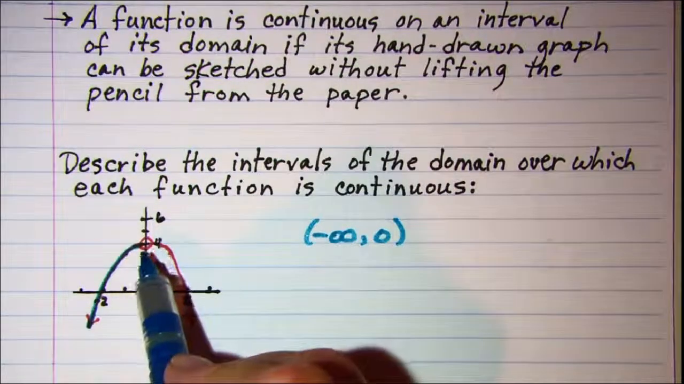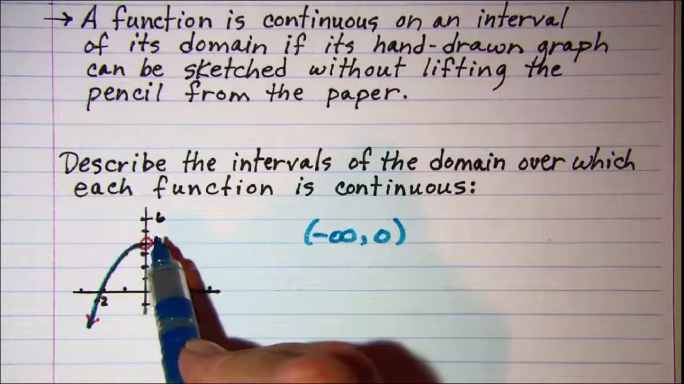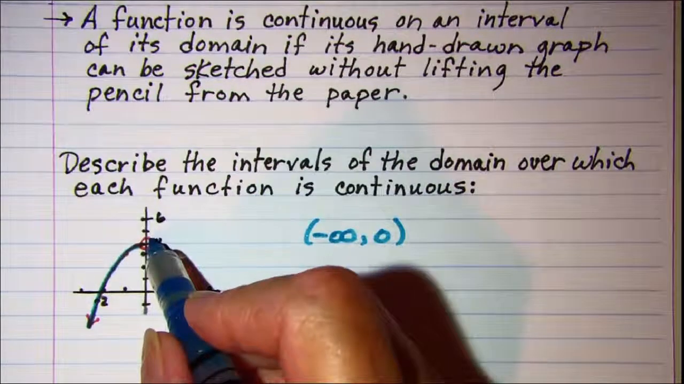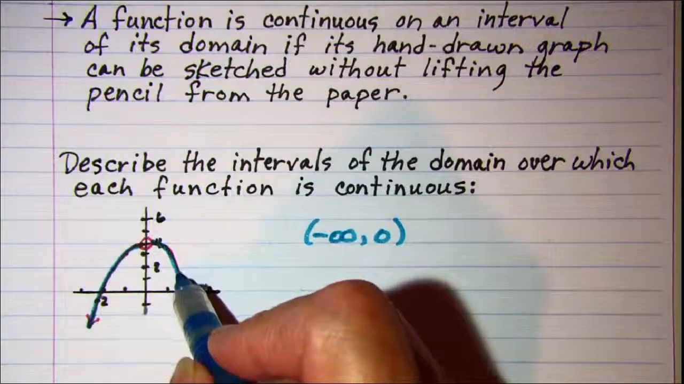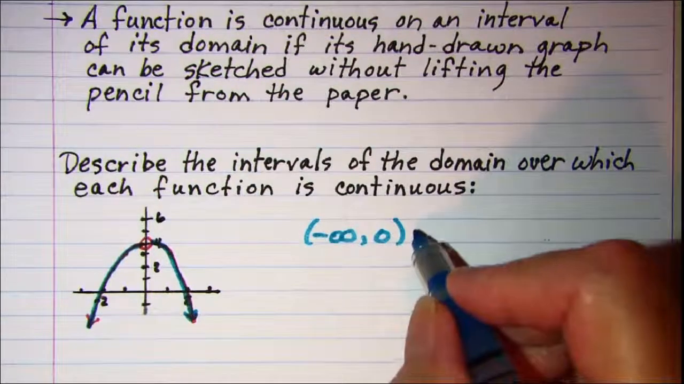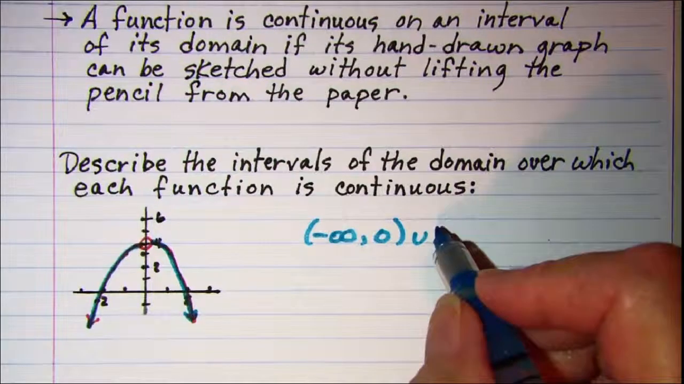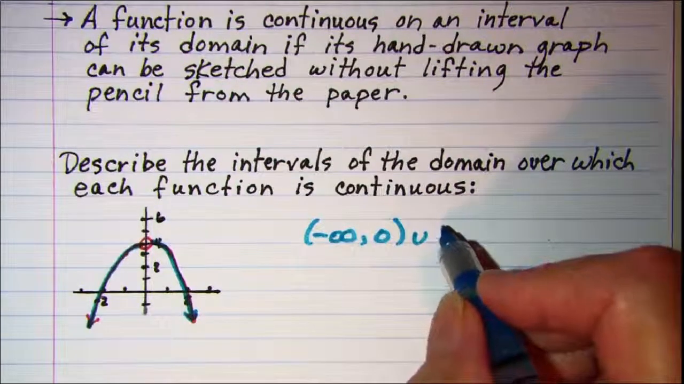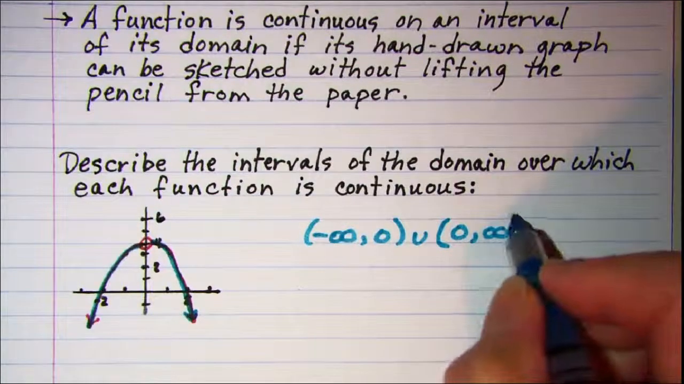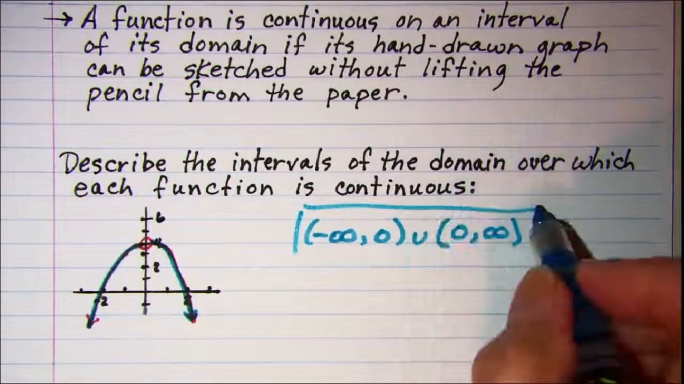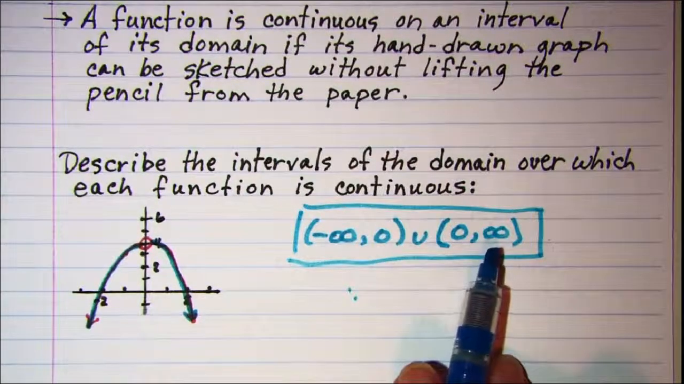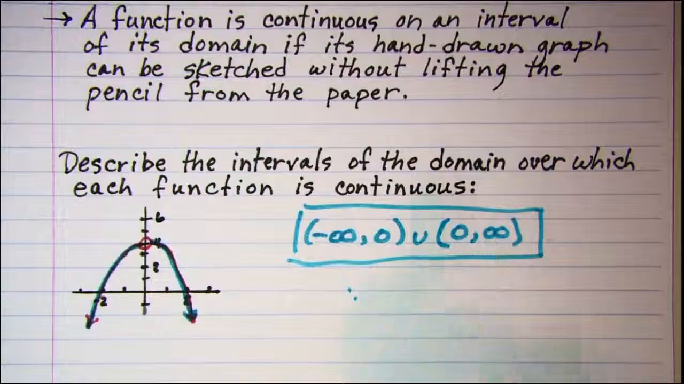And then we have to pick up our pencil and put it on the other side of this graph. And we can continue then to positive infinity. So this is continuous then after we pick up our pencil from 0 to positive infinity. So this is the interval over which the function is continuous.